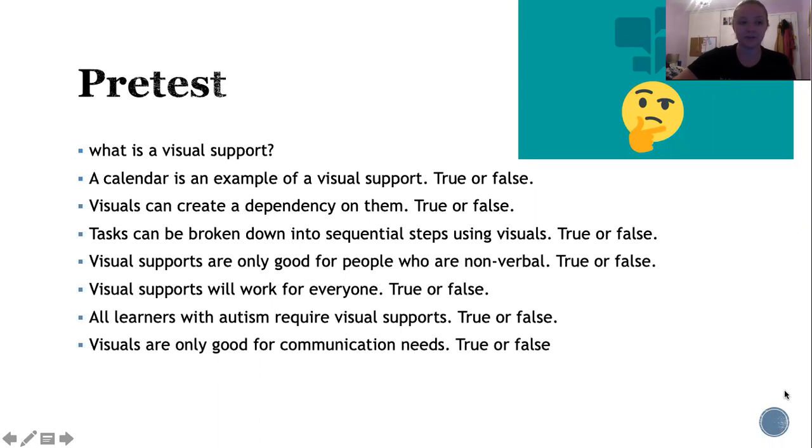Here is an example of the pre-test that was completed before this training. The purpose of this test was to determine what you already knew about visual supports. If you didn't know the answers, don't worry. We will discuss this and much more as we go.